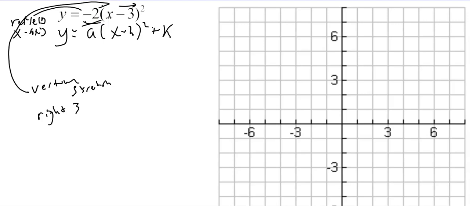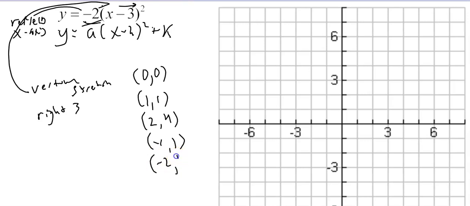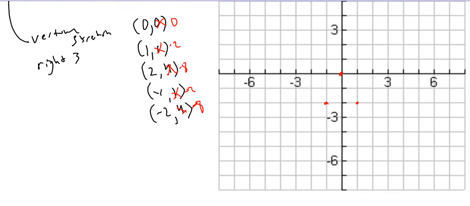Whenever this is something other than 1, I typically just write out the points for the parent function for a parabola: (0, 0), (1, 1), (2, 4), (-1, 1), and (-2, 4). So all the y values are being multiplied by negative 2. So that's going to be (0, 0), (1, -2), wow, (2, -8), and it's a negative also. (-1, -2), and (-2, -8). Okay, so plot (0, 0), (1, -2) about there, (-1, -2), (2, -8) about there, and (-2, -8).